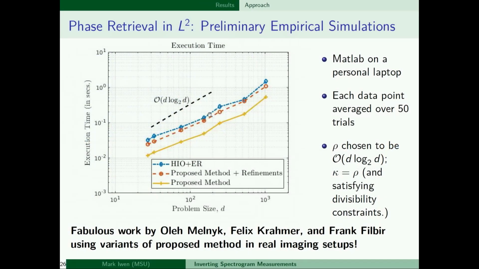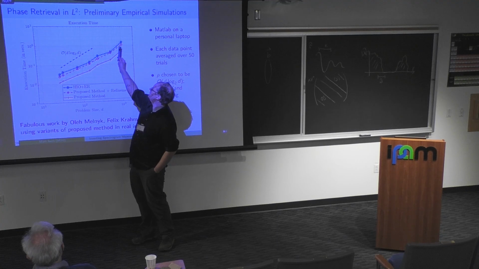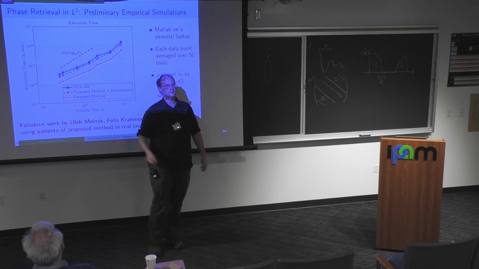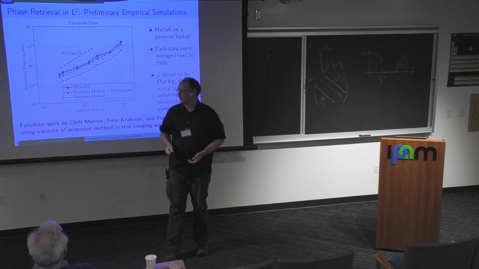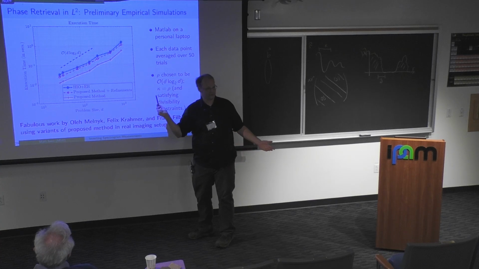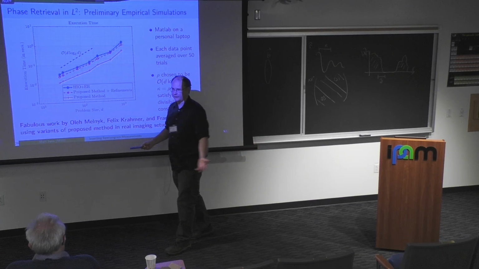Well, because the proposed method here is, this is a runtime plot. Here's the dimension, the number of measurements you take. Here's the execution time. The proposed method is way faster, orders of magnitude faster than 600 iterations of HIO plus ER. The refined version, which had similar noise performance, is also faster. I'm not saying that this technique is better than HIO plus ER, because guess what? You can do more than 600 iterations if you want and get an improved answer.